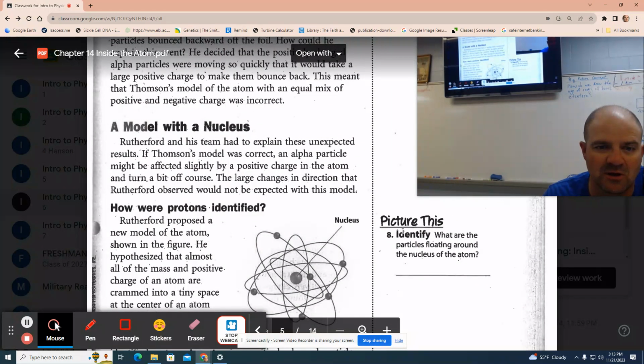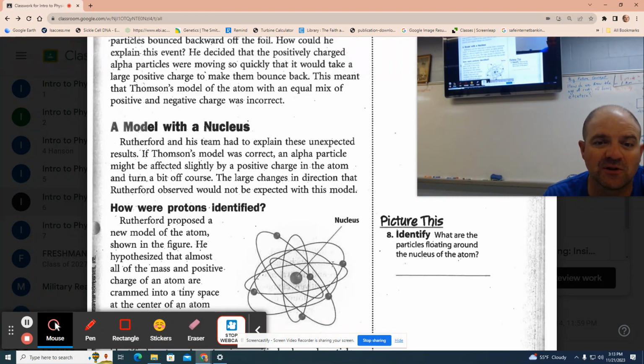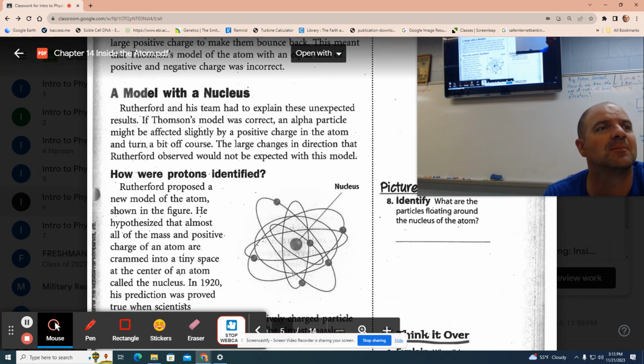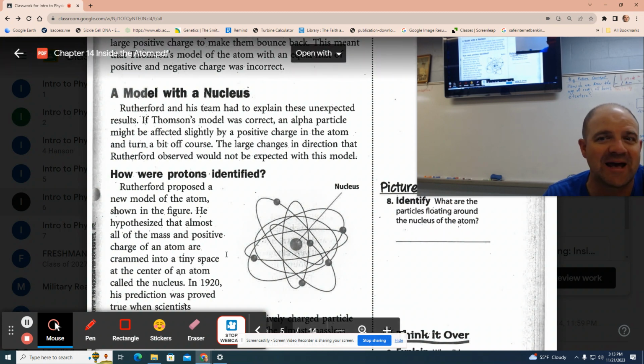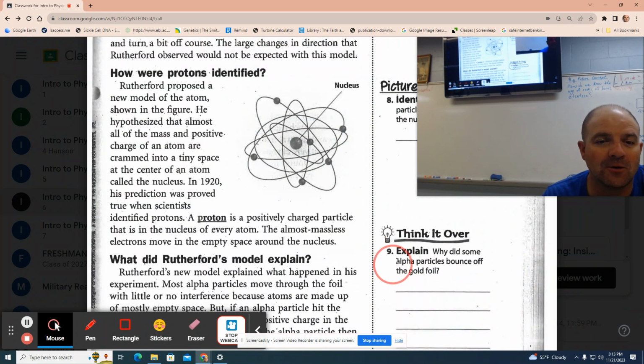Number 8, what are the particles floating around the nucleus of the atom? I don't like the word floating here, but what do you think? What are these floating around the nucleus? Yeah, they're electrons. Good. And again, I don't like the word floating, but whatever. They're moving around erratically. Orbiting. Yeah, no, I wouldn't use the word orbit. And we're going to read that here in just a second.